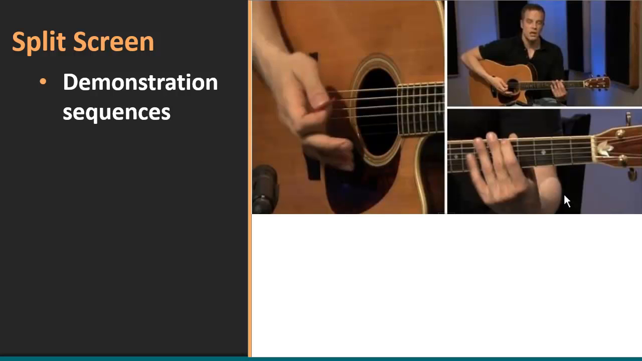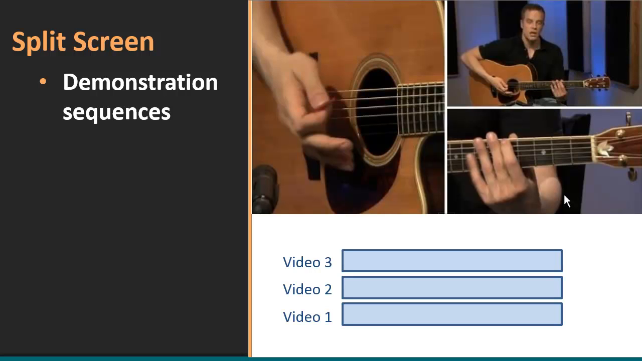So split screening really is a misnomer, because you're not splitting the screen in half. You can split the screen up into as many frames as you can squeeze in there. What's really happening here is very simple. You're just taking 3 different shots and you're stacking them on top of each other.